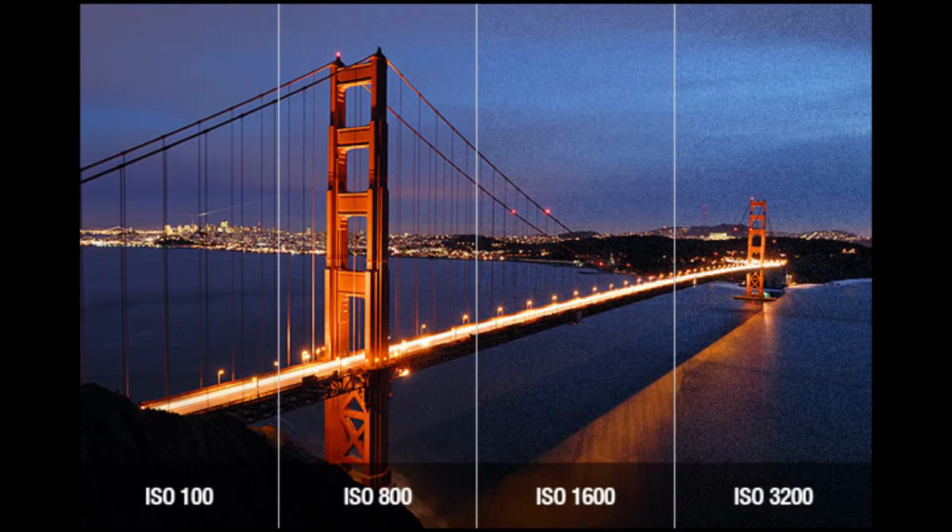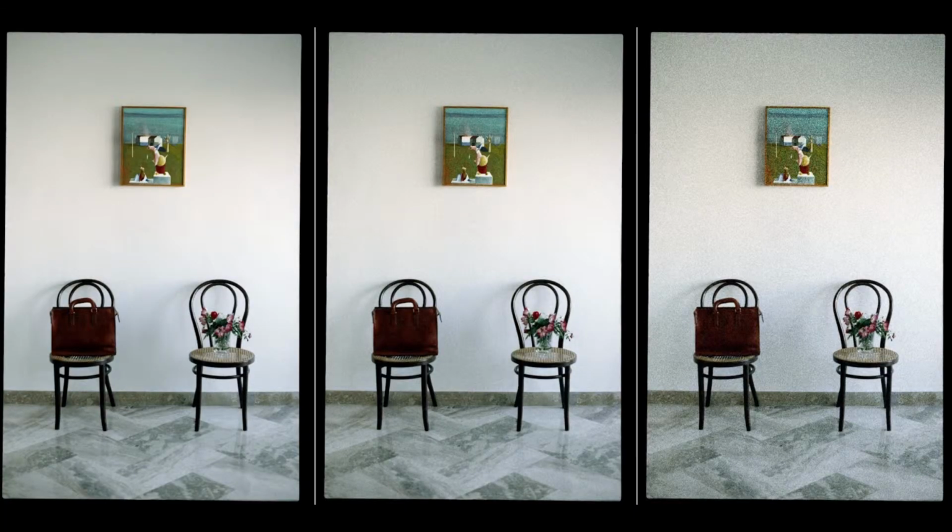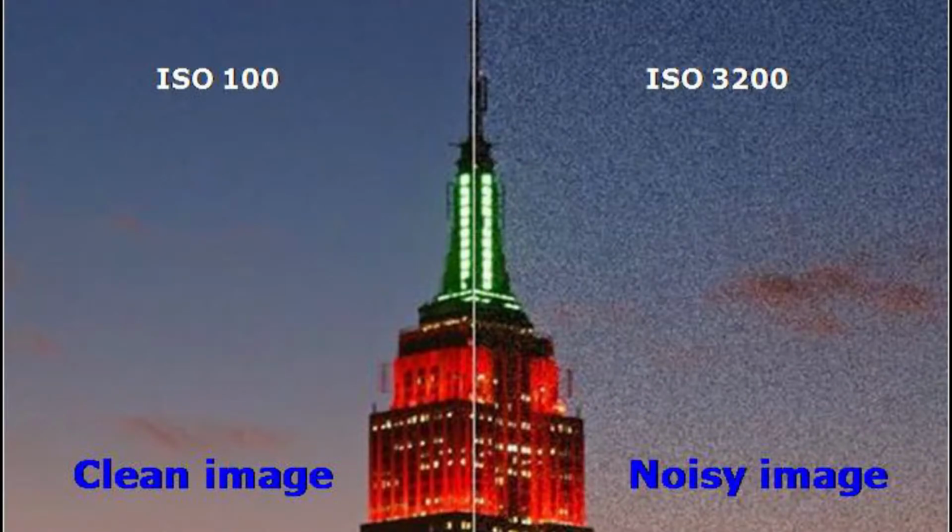If you are taking a photo inside a building, you can brighten up your picture by increasing the ISO without using the flash. But the problem is, in a too high ISO speed, your picture will be grainy and noisy.